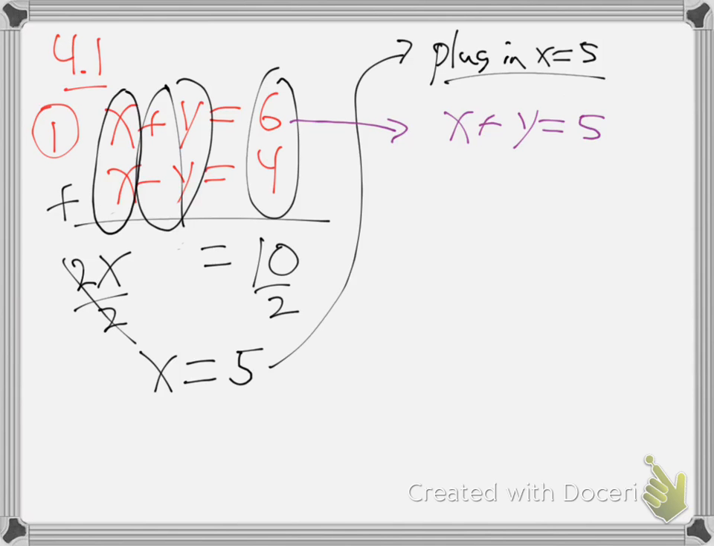So yeah, x is 5. So take that and, whoops, why did I write 5? It should be 6. x is 5. Plug in that 5. 5 plus y is 6. How do we solve for y there?